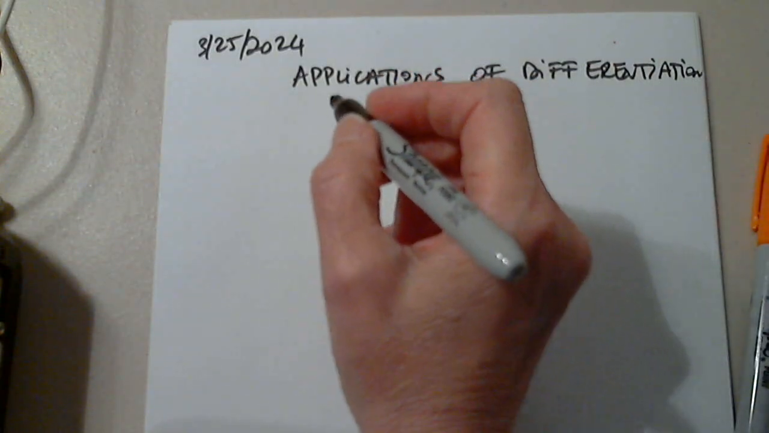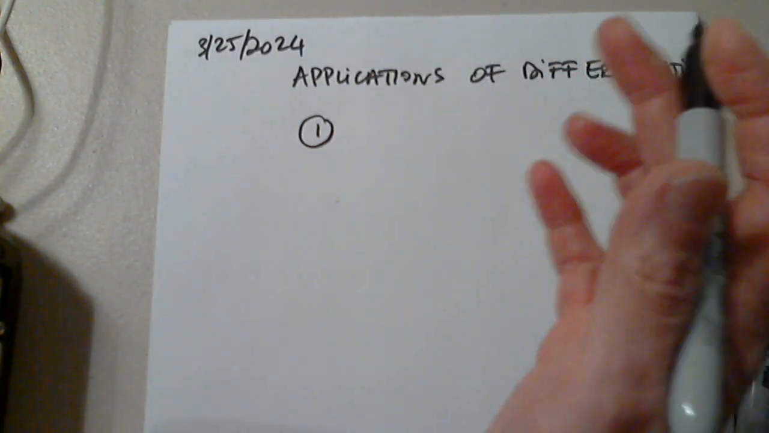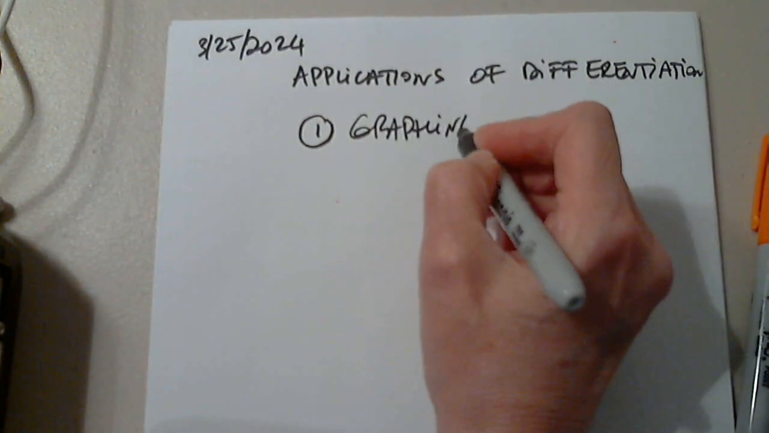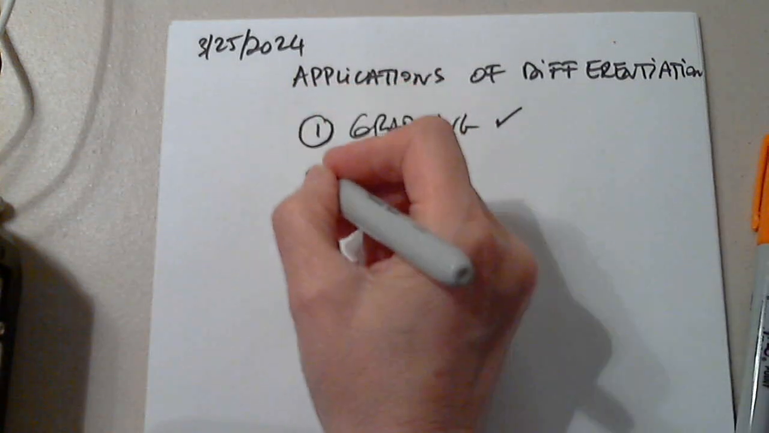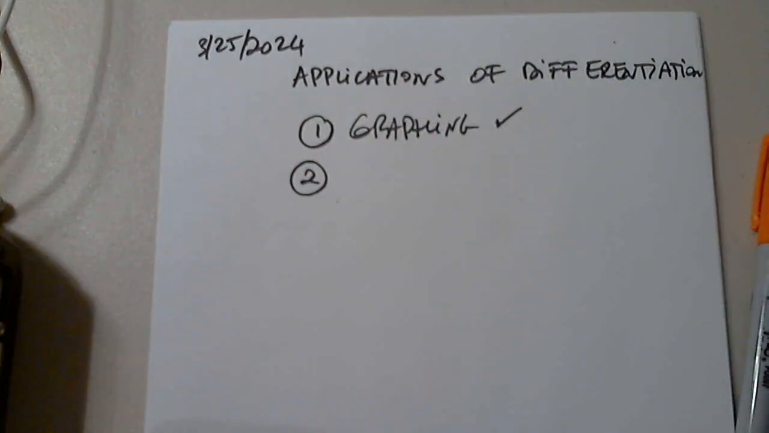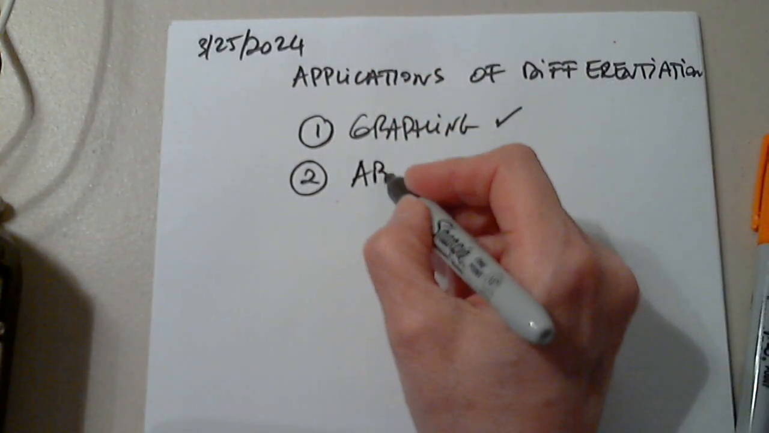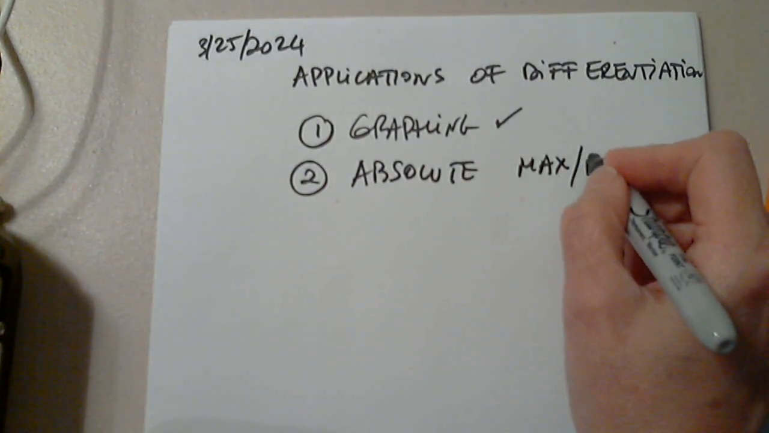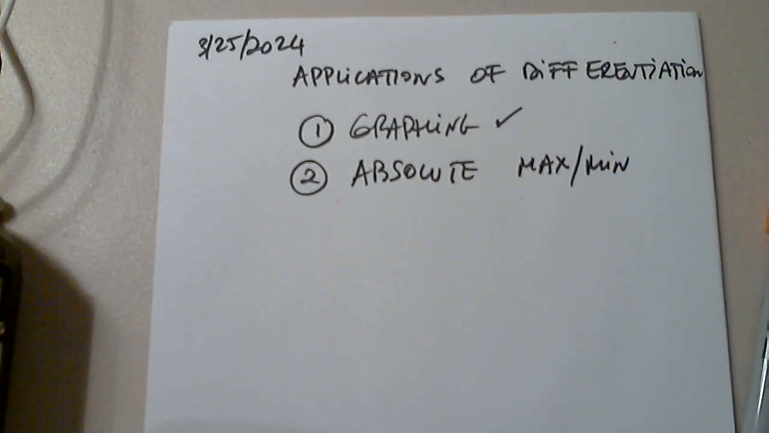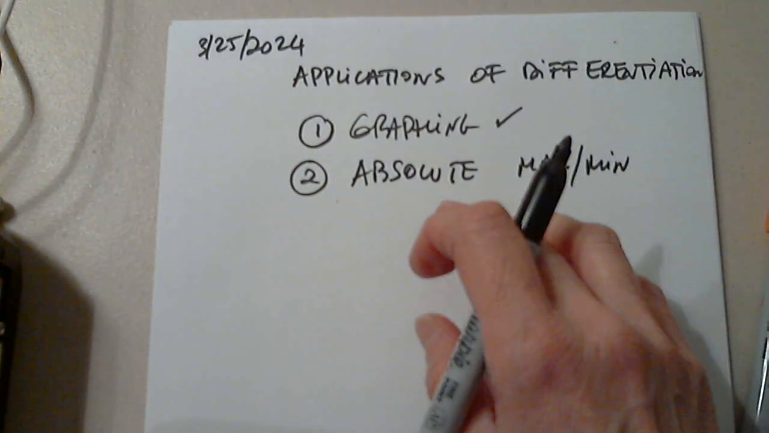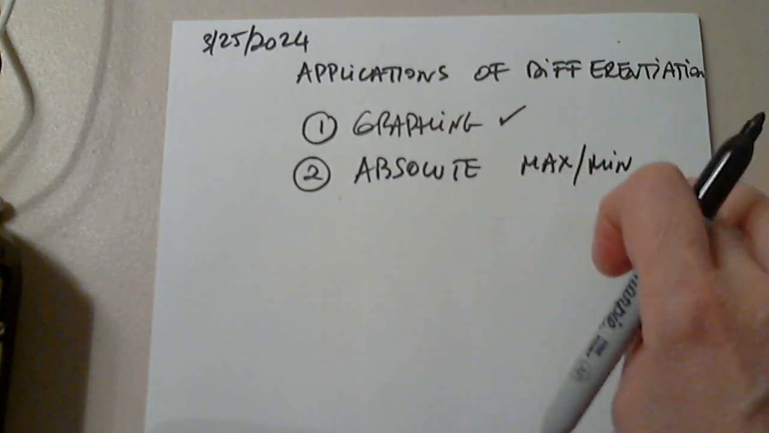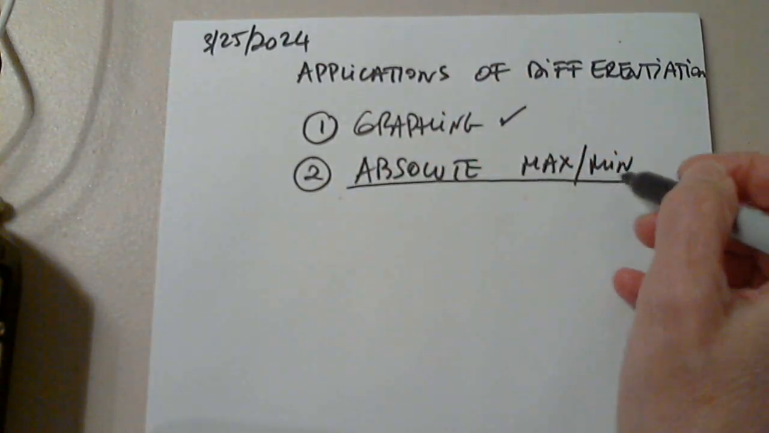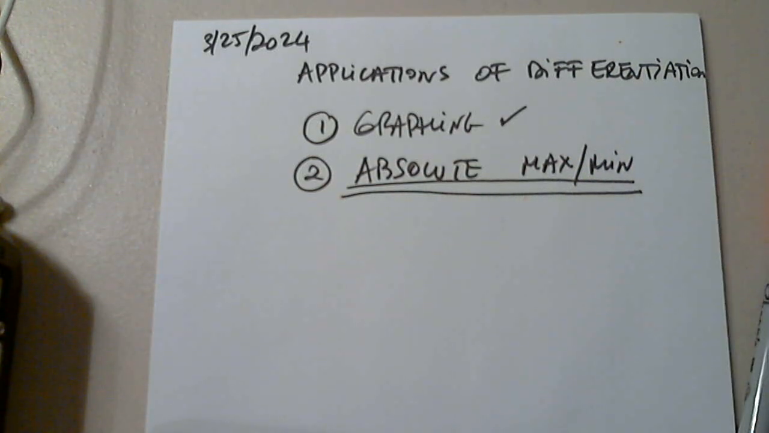Differentiation, correct. The first one that we, so to speak, finished is graphing. Done. The second application that we are going to look at is called absolute max-min. Okay, we don't need to graph. Sometimes we will be graphing these functions, but the absolute max-min. So let's take a look.